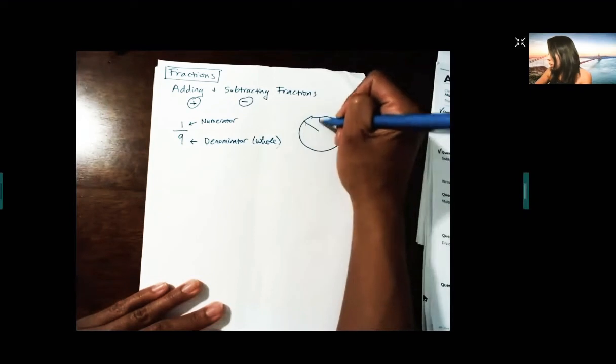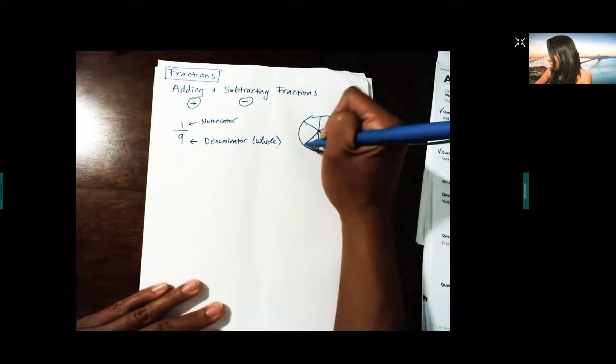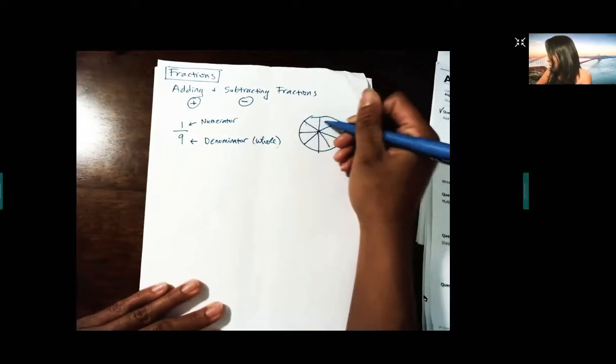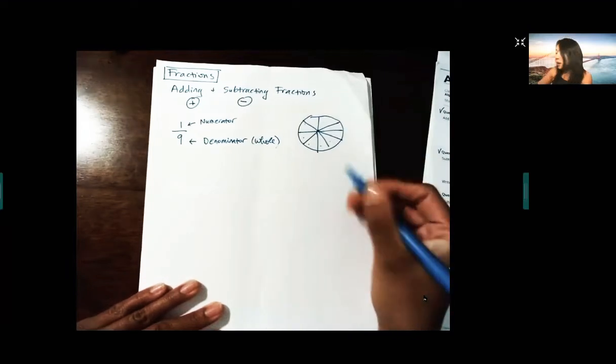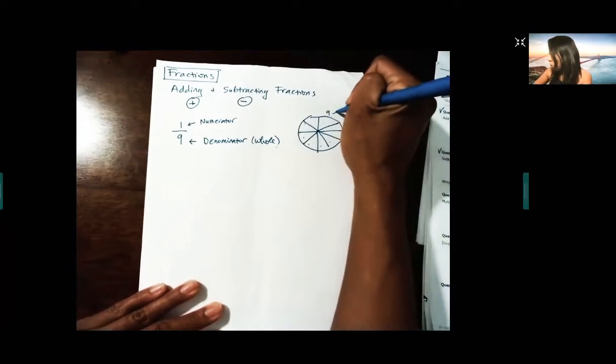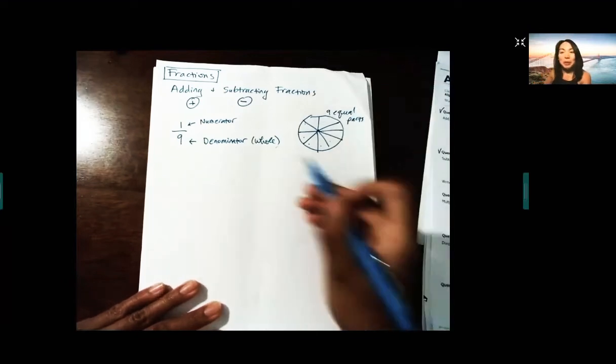So I am totally not a great drawer at all. So 1, 2, 3, 4, 5, 6, 7. 1, 2, 3, 4, 5, 6, 7, 8. And definitely not a good drawer. So pretend that these are 9 equal parts, and I didn't really draw it very well, but pretend there were 9.